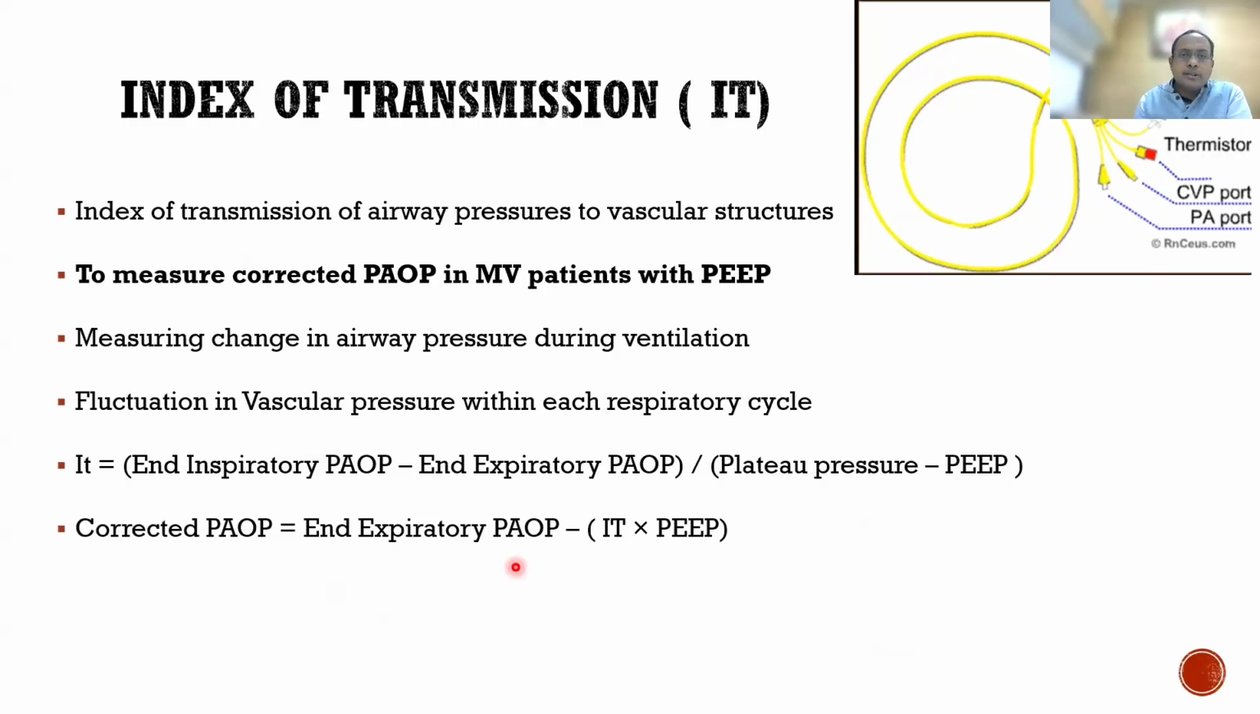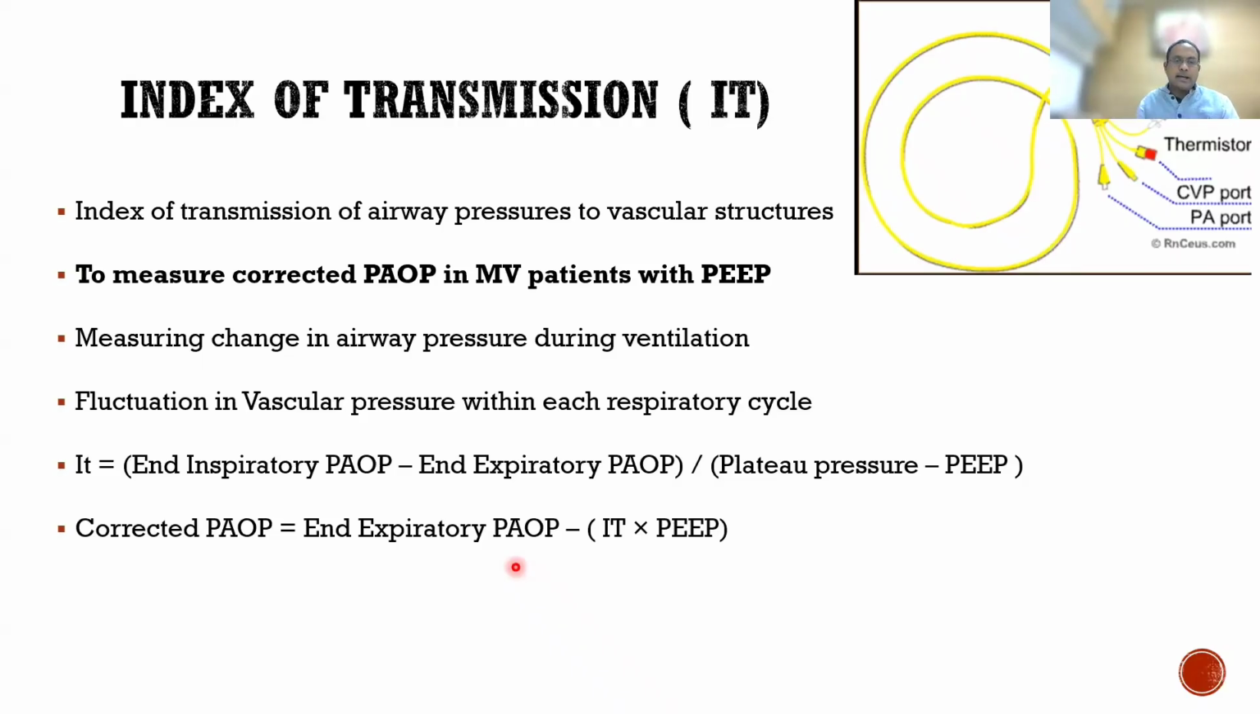And this is the index of transmission. This is also of academic interest. It actually measures the corrected pulmonary artery effluent pressure in patients who are on mechanical ventilation with PEEP. So what they do is they measure the change in the airway pressure during ventilation and the fluctuation in the vascular pressure with each respiratory cycle. The index of transmission was calculated as end-inspiratory pulmonary artery effluent pressure minus end-expiratory pulmonary artery effluent pressure, divided by the driving pressure. You can say the surrogate of driving pressure is the plateau pressure minus the PEEP.